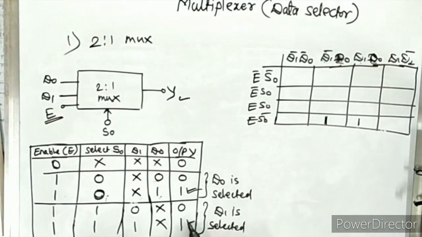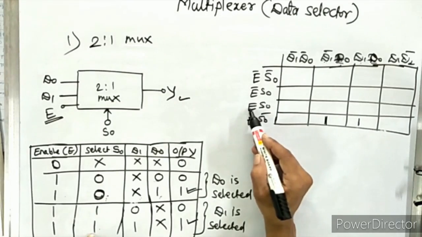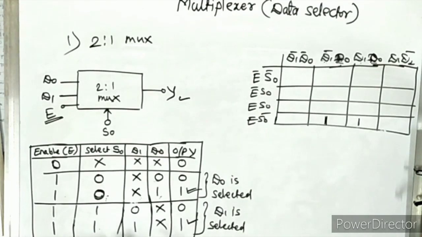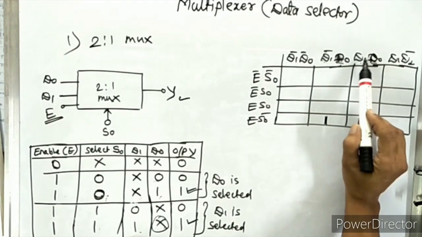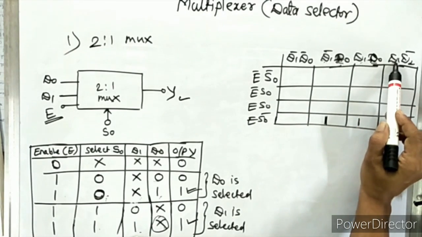Now check for this second output. Here again check E and S0. So E is 1 and S0 is 1. So this is the row E and S0. Now check the inputs D0 and D1. So here D1 is 1 now and D0 is don't care. So D0 may be 1 or 0 but D1 must be 1. So here we get D1 is 1 and here D1 is 1.